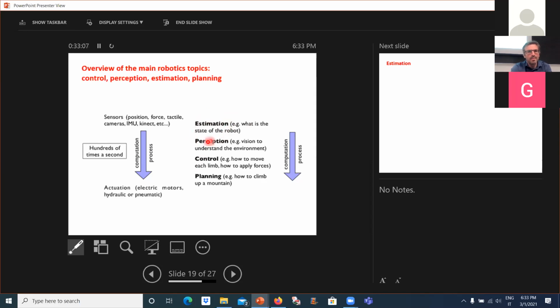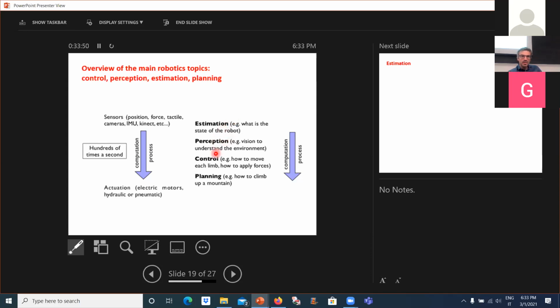Estimation is whenever we have some variables that cannot be sensed by the sensors. So they need to be inferred, estimated from other variables. We will see, for example, that accelerometers can provide acceleration on a legged robot, but cannot provide the linear position. So the linear position of the base of a mobile robot needs to be estimated from, for example, encoder measurements or other elements. We will see in the sensor lecture how.